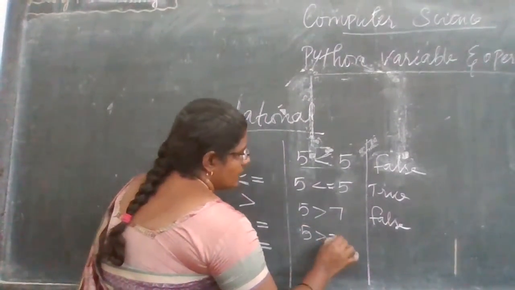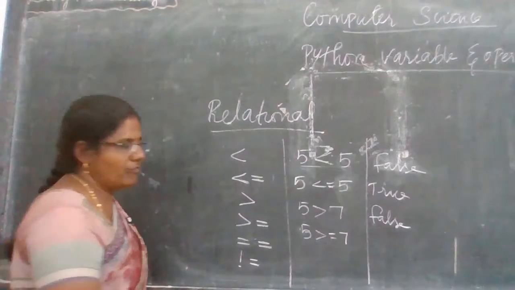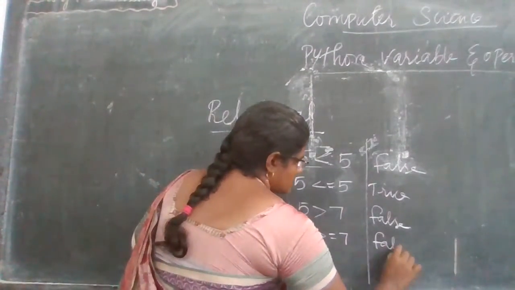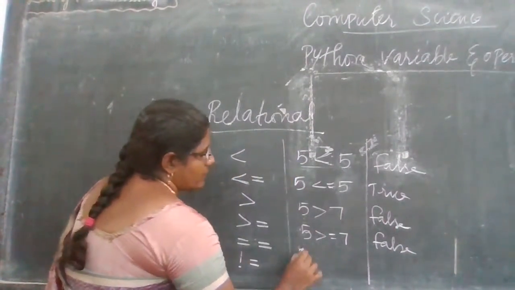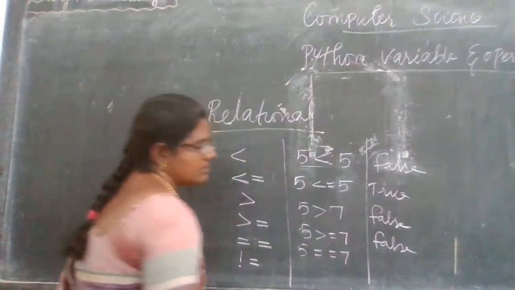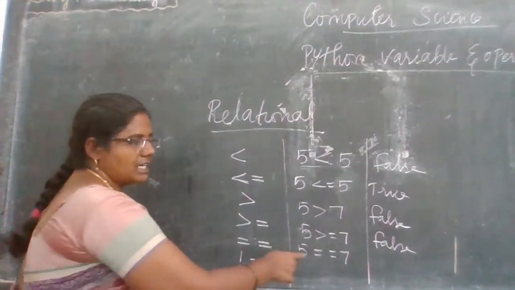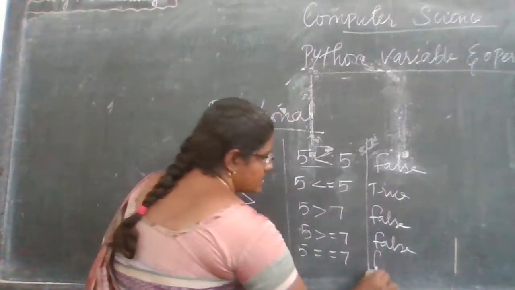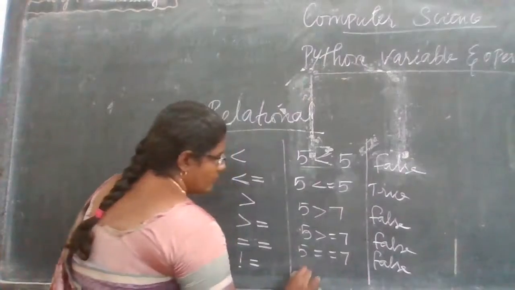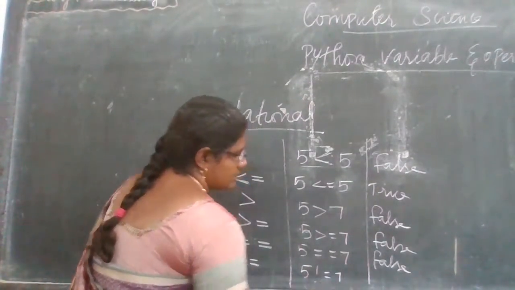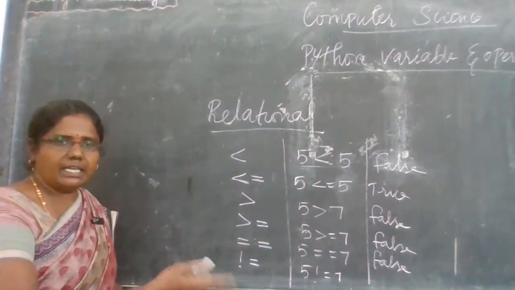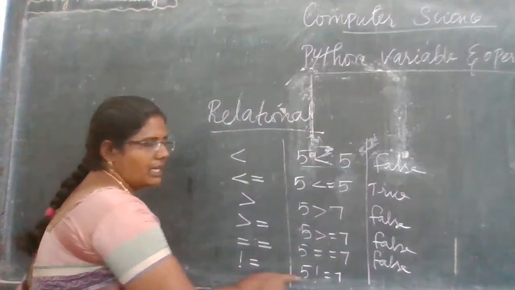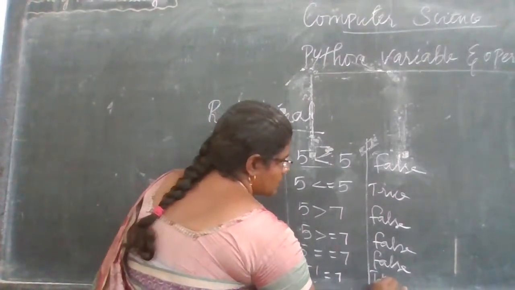5 greater than or equal to 7. It is also false. 5 equal to 7. False, because 5 is not equal to 7, so you return the result false. 5 not equal to 7. True, because 5 and 7 are different, so it returns the result true.